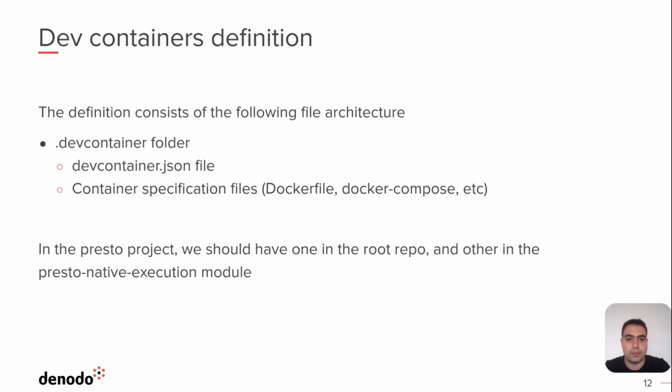So starting off, the dev container definition is very simple. You only need a .devcontainer folder and a devcontainer.json file inside of it. For more complex environments, you can use Dockerfiles or Docker Compose structures. In the Presto project, we should have two dev container definitions, one in the repo root for the Presto Java project, and one in the Presto native execution module for the Presto C++.